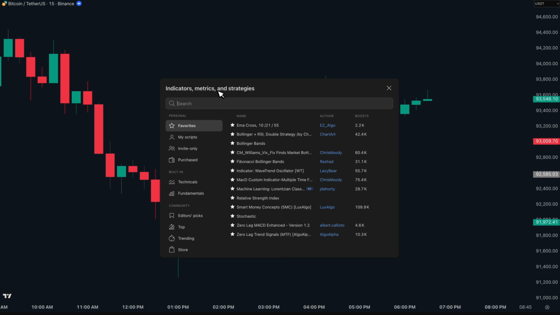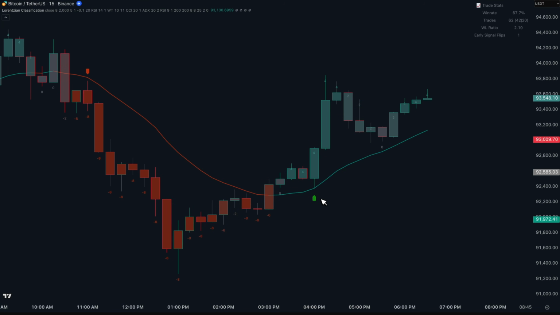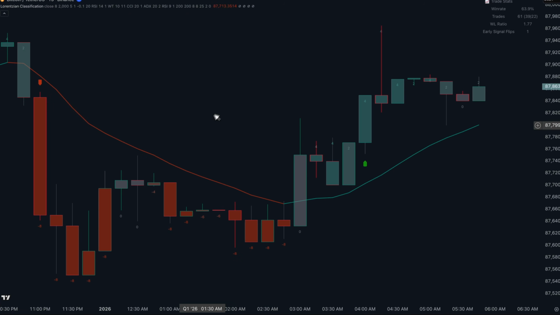Search for Lorentzian in your Indicators tab and select the one by J.D.E. Horty. Once loaded, you'll see green and red envelopes. These are your trading signals. Green envelope means buy, red means sell, but there's more happening beneath the surface.